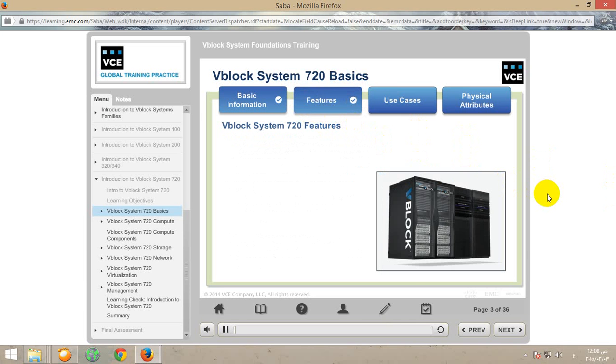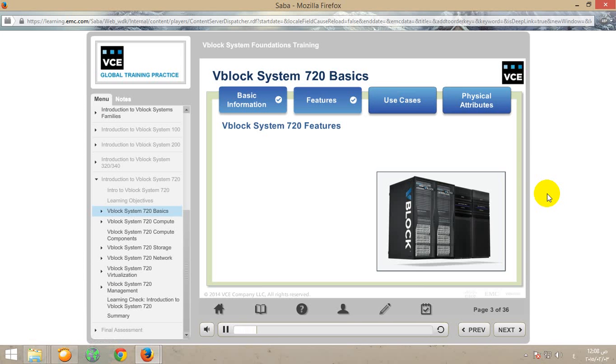V-Block System 720 delivers a multi-controller, scale-out architecture with consolidation and efficiency for the enterprise. It allows scaling of resources through common and fully redundant building blocks. V-Block System 720 is designed for deployments involving large numbers of virtual machines and users.